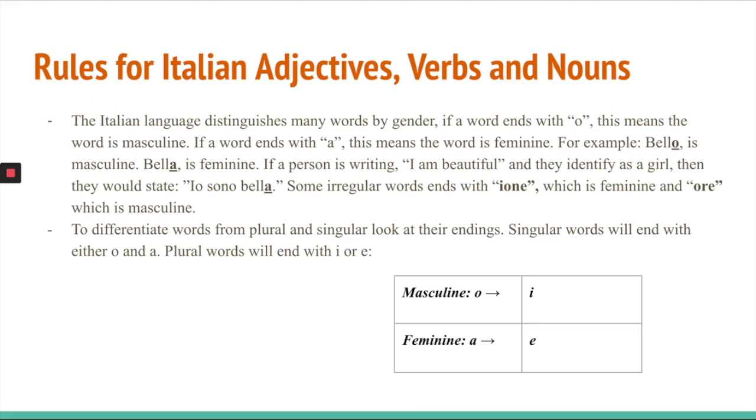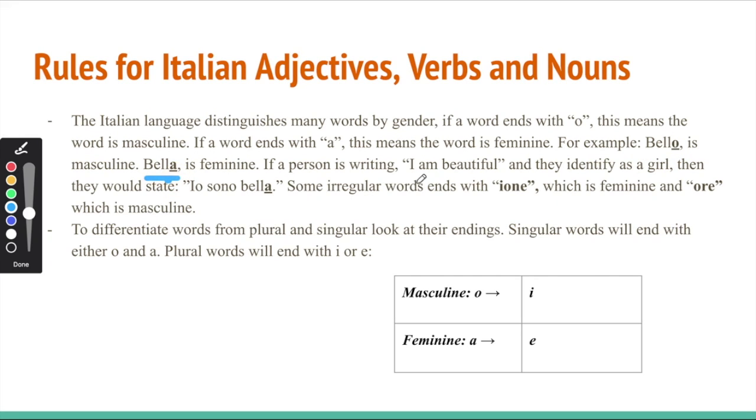So when writing in Italian, there are many rules. Just like grammar rules in English, there are rules in Italian. In the Italian language, a main point is that it distinguishes many words by gender. If a word ends with O, this means the word is masculine. If a word ends with A, this means the word is feminine. So, for example, bello is masculine, bella is feminine.